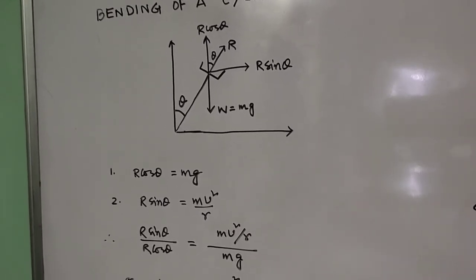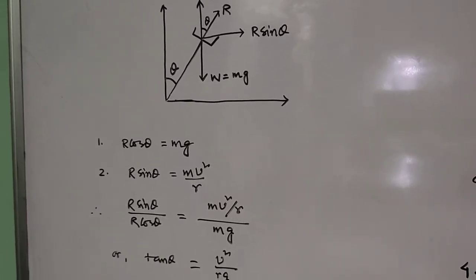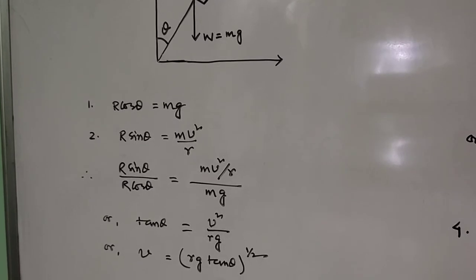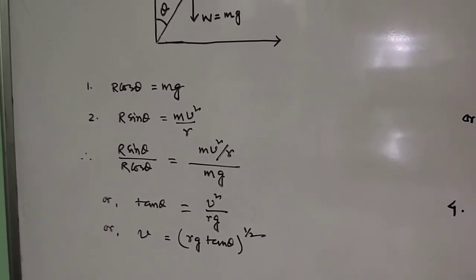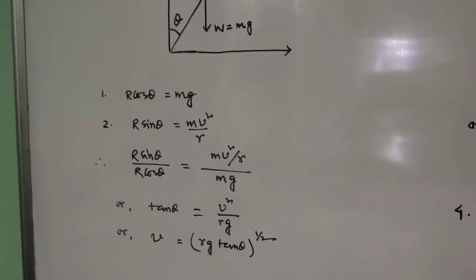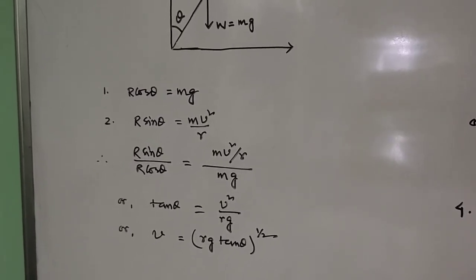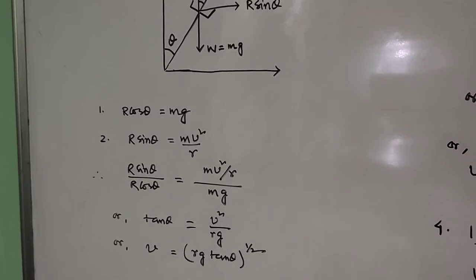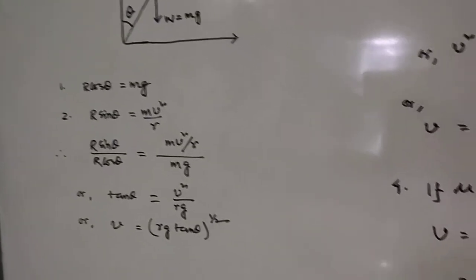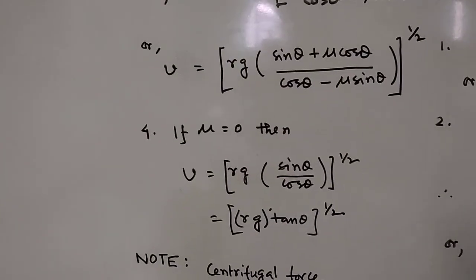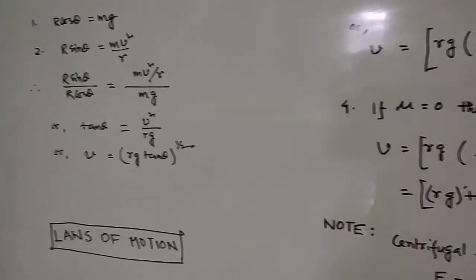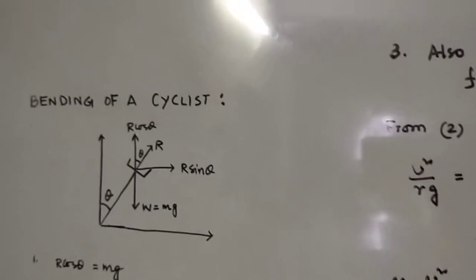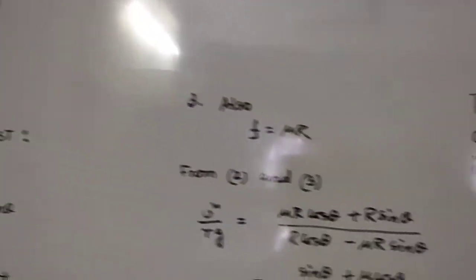So R cos theta equal to mg, R sin theta equal to mv square by r. So if you divide, you will get tan theta equal to v square by rg. So v equal to rg tan theta to the power half. Okay. So this expression is same as the earlier expression. So these formulas are very important. Please go through this part, and this is also important for your exam.